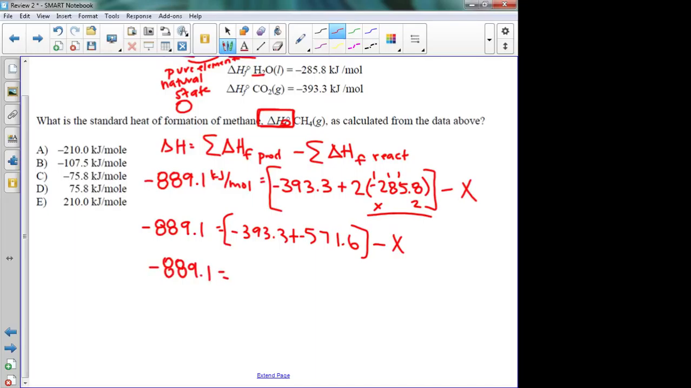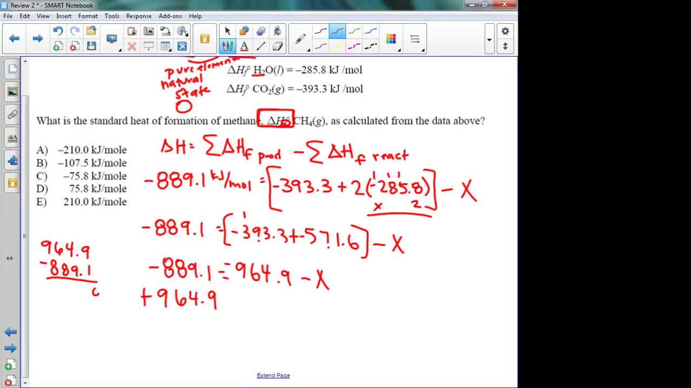Negative 889.1 is equal to 6 plus 3 is 9. 1 plus 3 is 4, plus 9 is 13, carry your 1. 5 plus 3 is 8, plus 1 is 9, and that's negative, minus X. So now what am I going to do? Add 964.9, right? Yes? Okay, got that? So that would be the same thing as saying 964.9 minus 889.1.